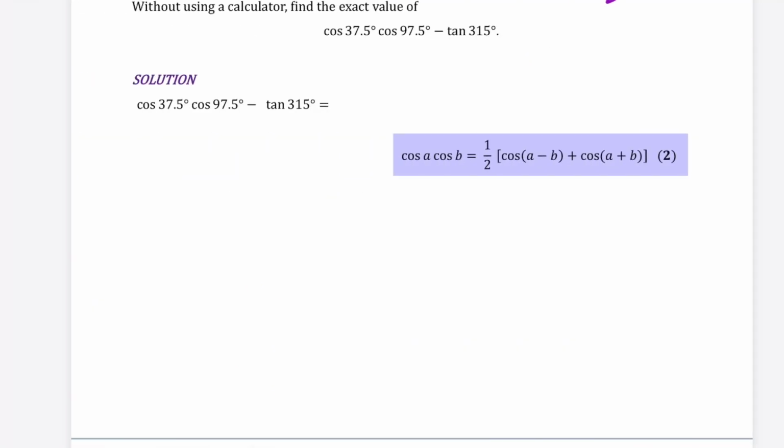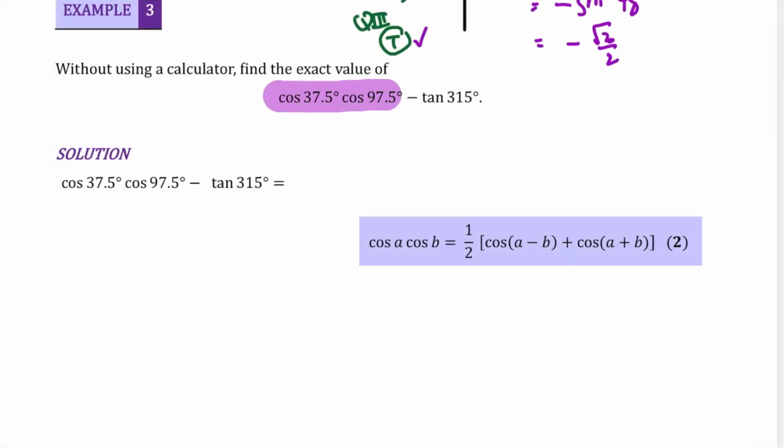Moving on to example 3. Without using a calculator, find the value of cos multiply cos minus tangent. In order to solve this question, let us solve the first part separately and the second part separately, and then finally we can combine all of them together.